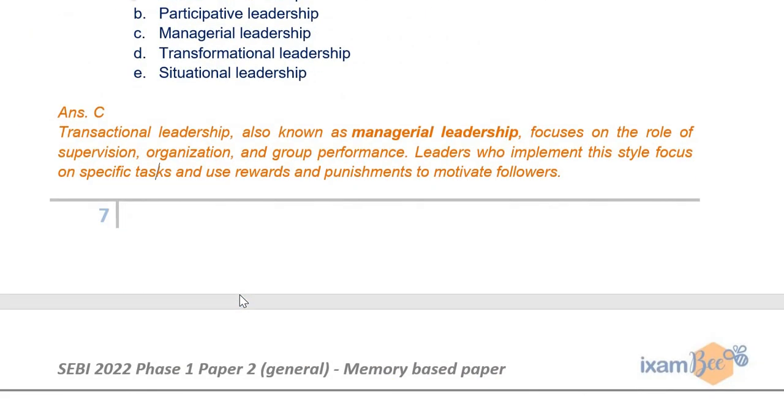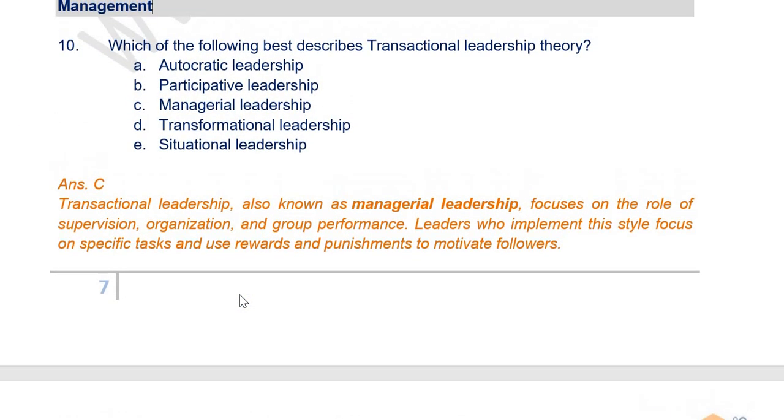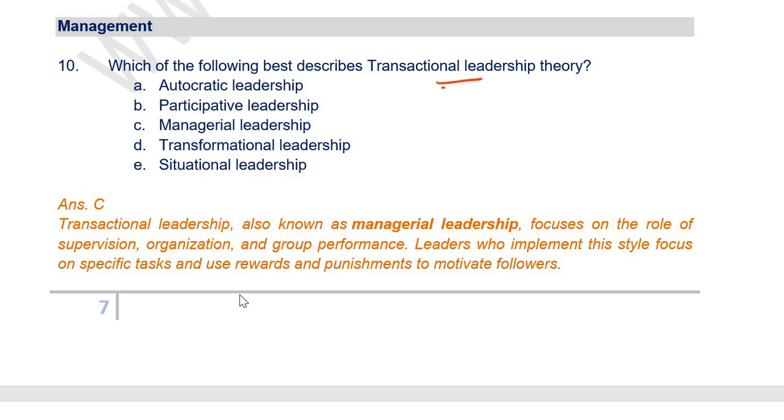In management, let's look at the first question that was there, which related to transactional leadership. Transactional leadership is a very important leadership style that we study, which relates to rewards and punishment, in which the leader and the subordinate work like a transaction between them. What is the other name that is used for describing it? So the correct answer here is managerial leadership.